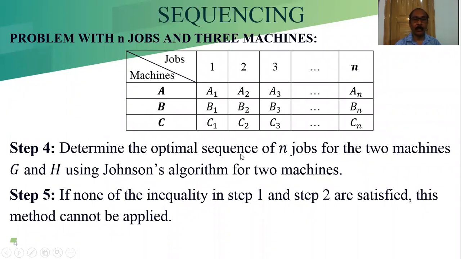Now determine the optimal sequence of the n jobs for the two machines G and H using Johnson's algorithm for two machines that we already learned. If none of the inequalities in step 1 and step 2 are satisfied, this method cannot be applied, and we have to reject the problem.